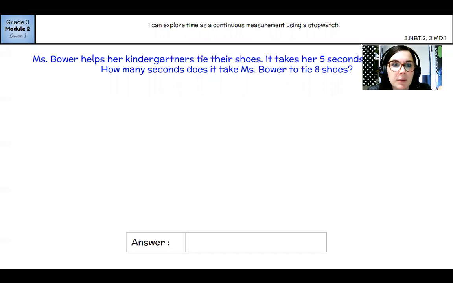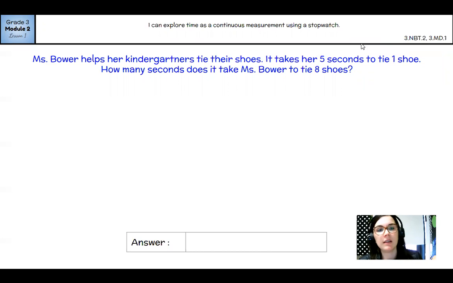Hi everybody, today we're going to continue with Module 2, Lesson 1, and let's look at our word problem today. Miss Bauer helps her kindergartners tie their shoes. It takes her 5 seconds to tie one shoe. How many seconds does it take Miss Bauer to tie 8 shoes? So what we're doing here is we're tying in a multiplication problem.